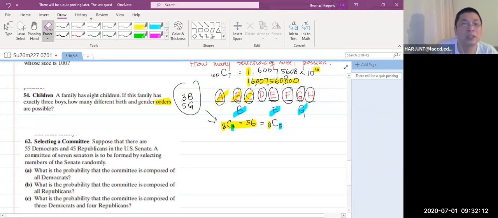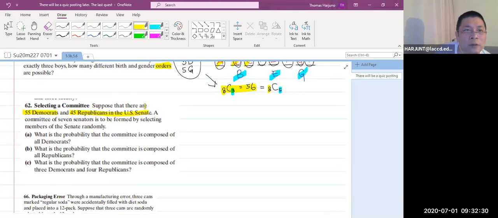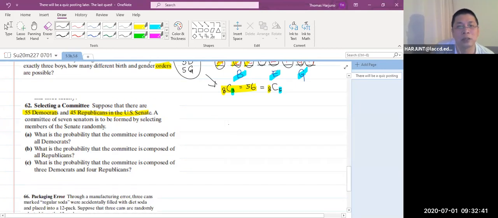Okay. Now, number 62. We get into probability right now. Number 62, there are 55 Democrats and 45 Republicans in the US Senate. I think it's actually the other way around right now. In the US Senate right now, it should be 54-46 as I remember. Well, anyway, doesn't matter. Now suppose 55 Democrats and 45 Republicans. Let's see, so we have a box consisting of 55 Democrats and 45 Republicans.